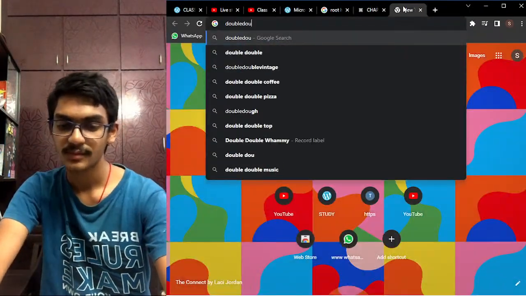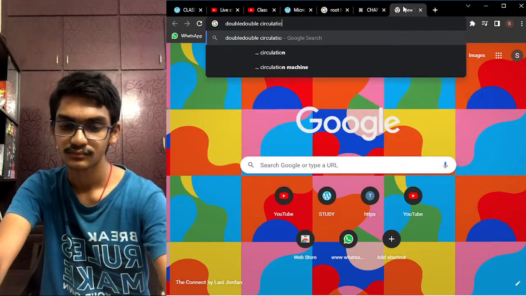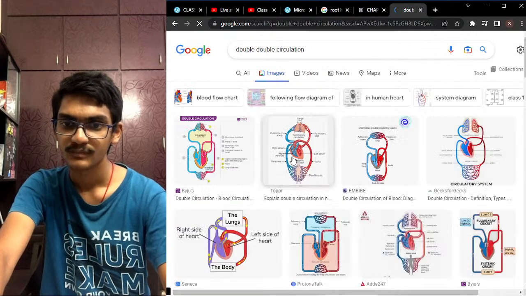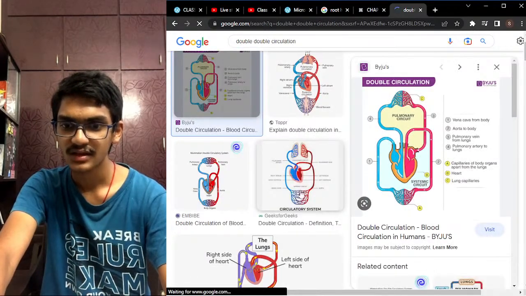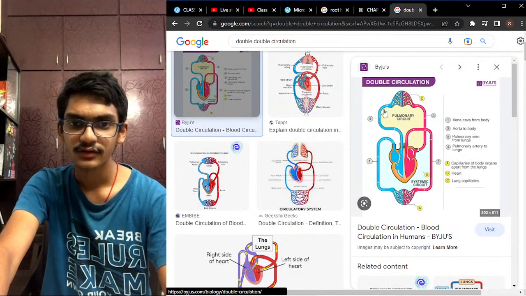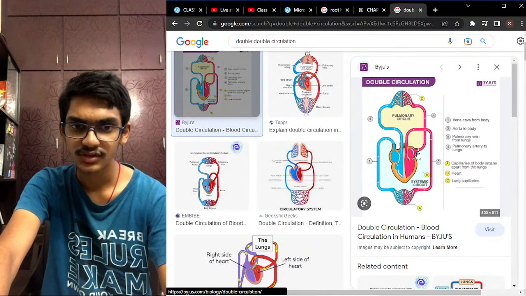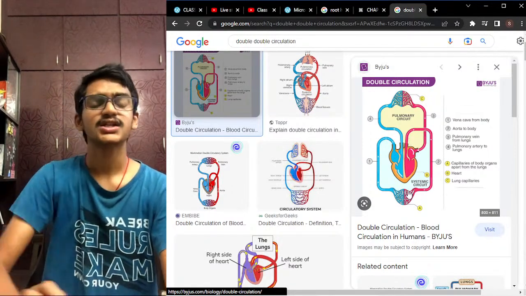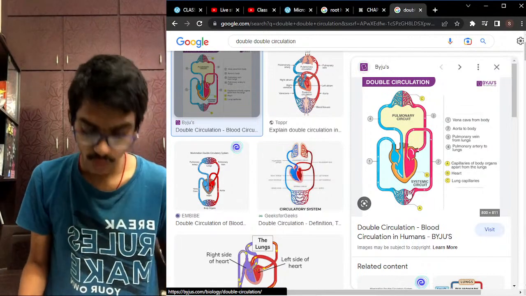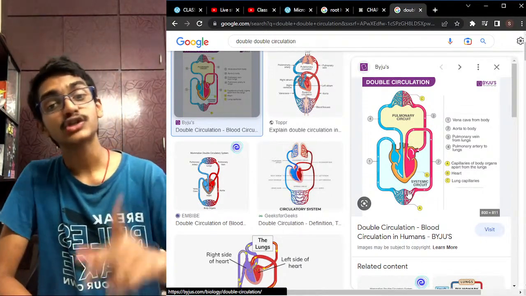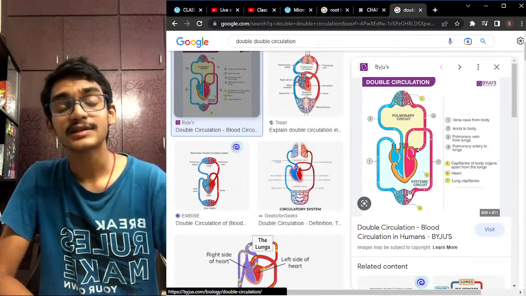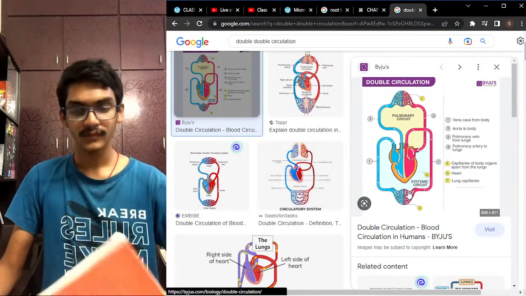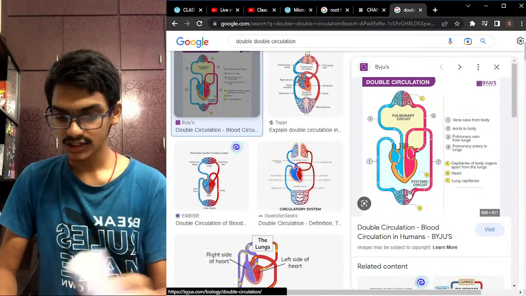You see the good pictures about double circulation. I think this is fine. From here to here, this entire process is called pulmonary circulation, and this entire thing is called systemic circulation. This is very, very important that you have to remember from the board point of view and the examination point of view. Pulmonary and systemic circulation together, the combination of both, make up the double circulation. Okay? That is the entire thing that I wanted to tell you.